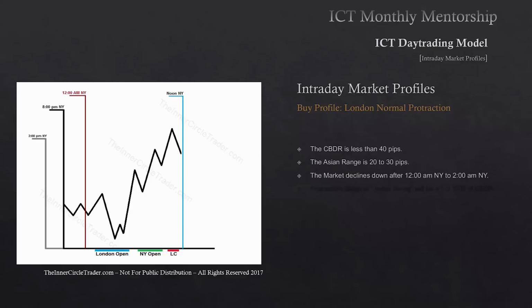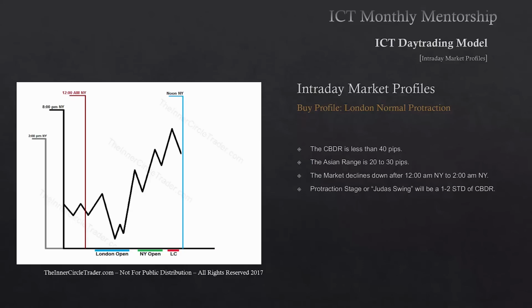The market's going to decline lower after 12 a.m. New York time into 2 a.m. New York. That's the fingerprint, if you will, that IPTA is doing what we're outlining here in terms of characteristics. So if we do not see an immediate decline from 12 a.m. New York down into 2 a.m. New York, this is not going to be a London normal protraction buy day.